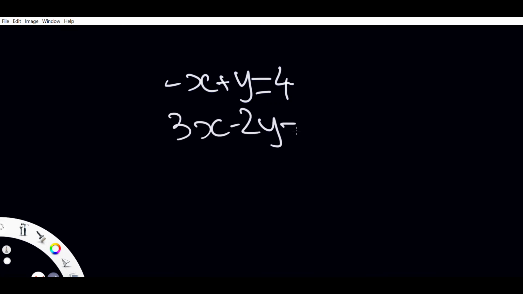So let's solve one last problem. In this problem, it's not given to us right away. We are given two functions in standard form. So 3x minus 2y is equal to negative 7.